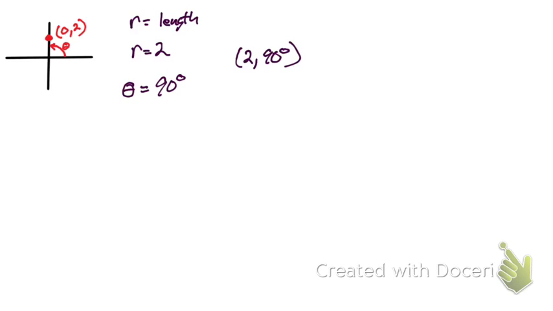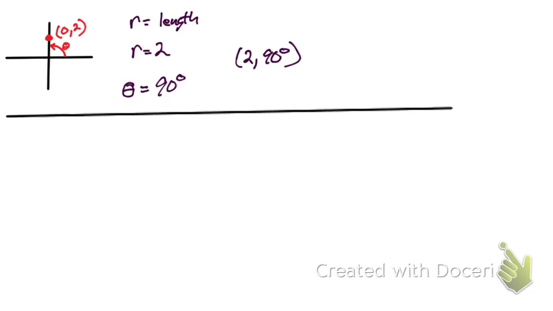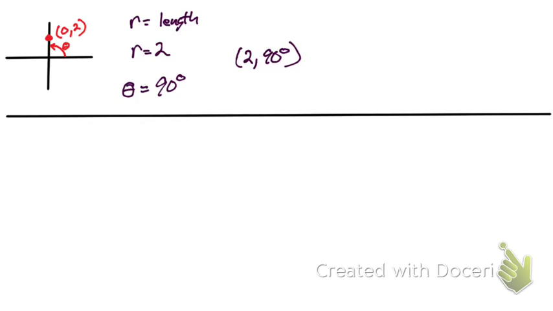Yeah, number 53 says that we are given the point -2, -7, and we have to convert that to polar coordinates. Well, the first thing I'm going to do is find my r value. My r value is going to be the square root of -2 squared plus -7 squared.